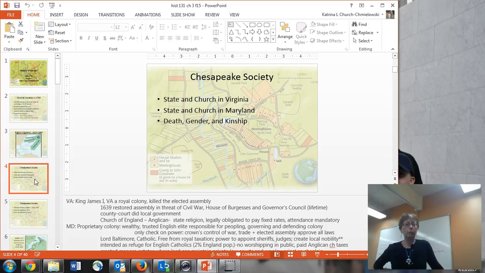So, the Chesapeake Society in Virginia, King James I created a royal colony in Virginia. And royal colonies are important for several different reasons. One of the reasons would be power, right? And in this case, a royal colony would be under whose power? The king's power. Yes, the royal power. Okay? So he killed the elected assembly in Virginia when he created a royal colony. Right? And we're going to see this as it progresses, where charters have been given, and then charters are revoked, and then charters are rewritten.